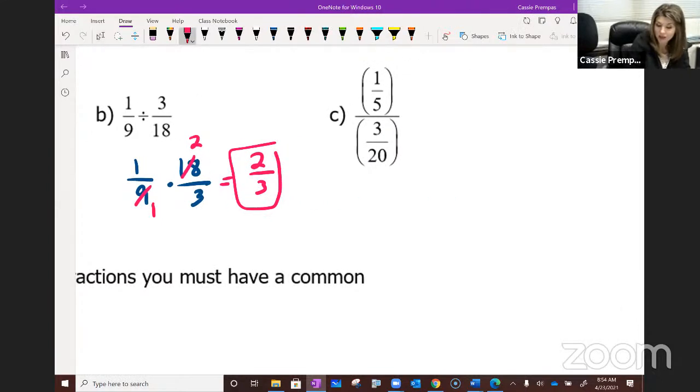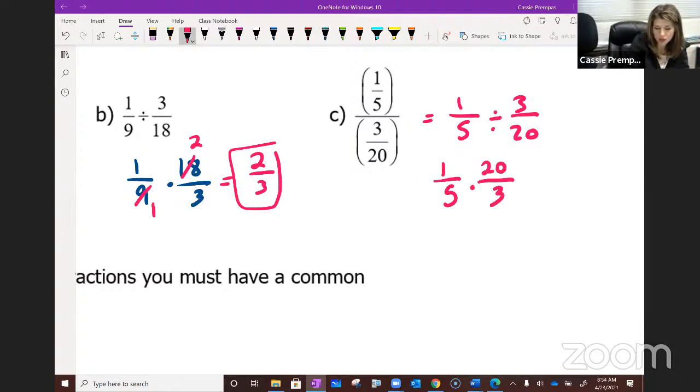Letter C, this is equivalent to saying take 1/5 and divide it by 3/20ths. So if I'm taking a fraction divided by a fraction, to simplify, I multiply by the reciprocal. So I'm going to multiply by 20/3. 5 goes into itself one time.